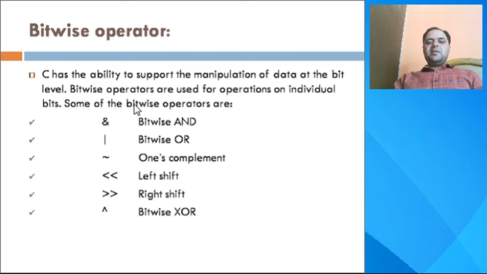Now bitwise operators. C has the ability to support the manipulation of data at the bit level. So we can manipulate the data at bit level. Bitwise operators are used in operations on individual bits. Some of the bitwise operators are: this is bitwise AND, this is bitwise OR, this is ones complement, this is left shift, this is right shift, and this is bitwise exclusive OR. So these are some of the bitwise operators.